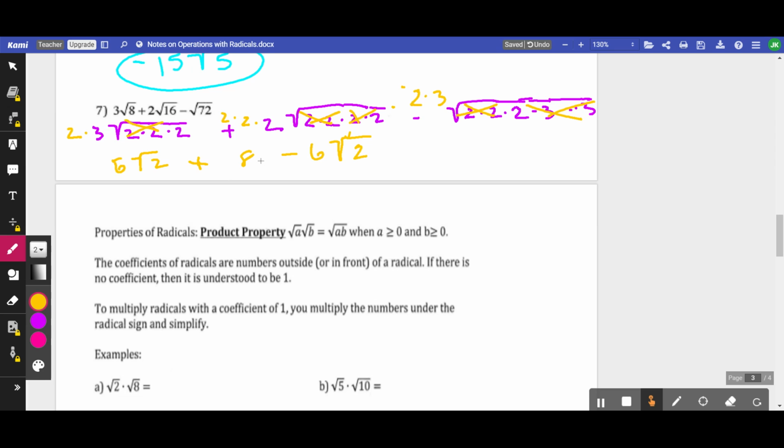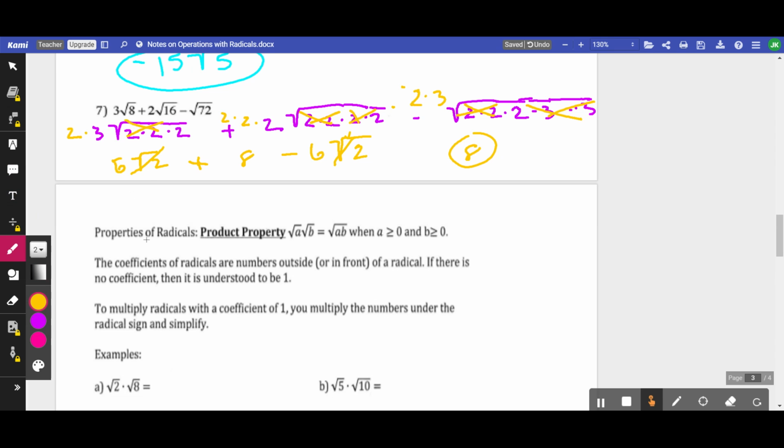So your 8 couldn't go with anything, but these square roots of 2 could go together. So you're doing 6 square root of 2 minus 6 square root of 2. So actually these 2 will cancel, and you'll just have your 8 left for the answer there then. So that's how to add and subtract.